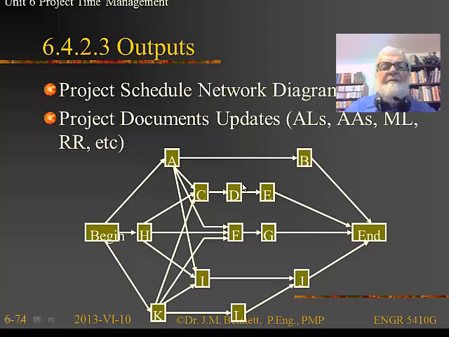Finally, the output for this activity is going to be the project schedule network. It's going to look something like this, so we get the thing completed. And this is now going to likely be blown up into a big giant diagram for all to see.